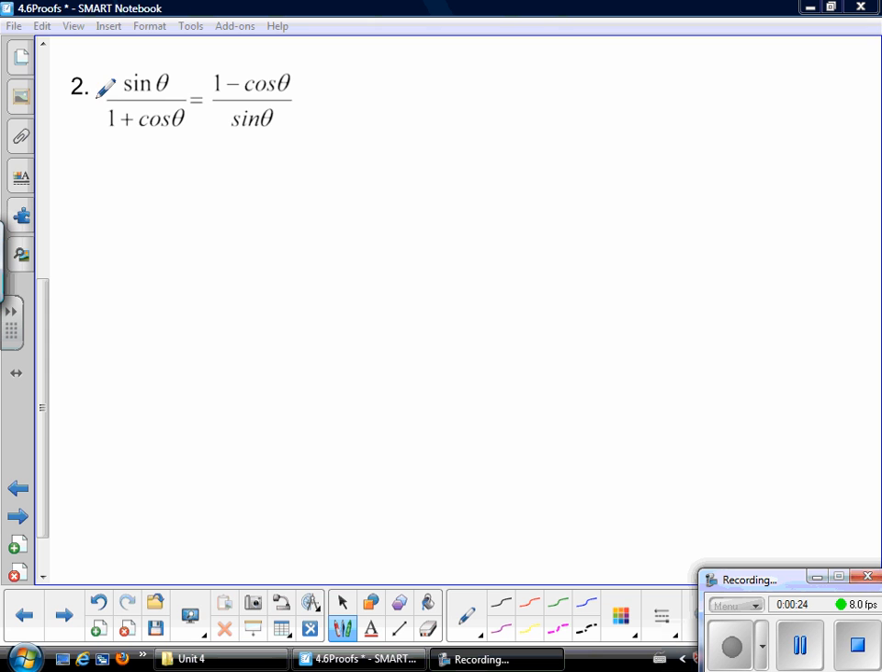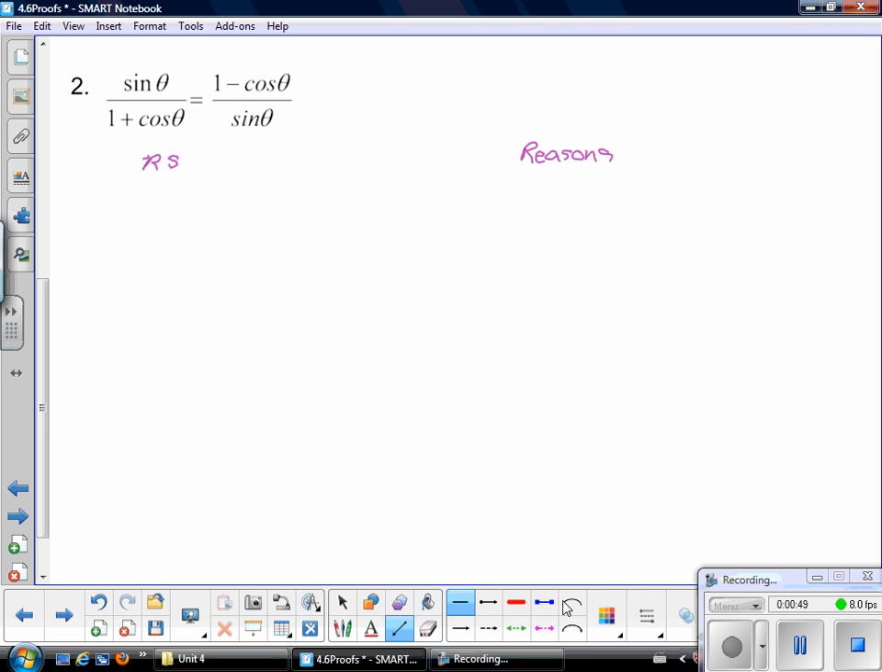So the first thing I'm going to do is say I'm going to be working with the right side. And then my reasons will be over to the right of that. And then a line down.